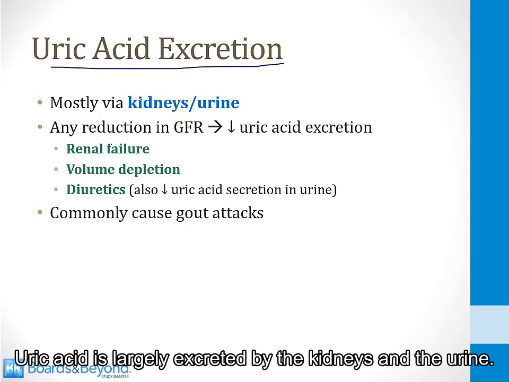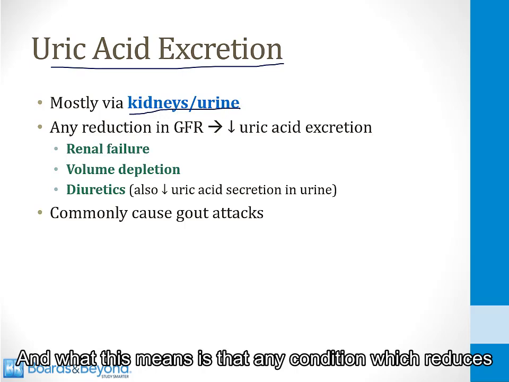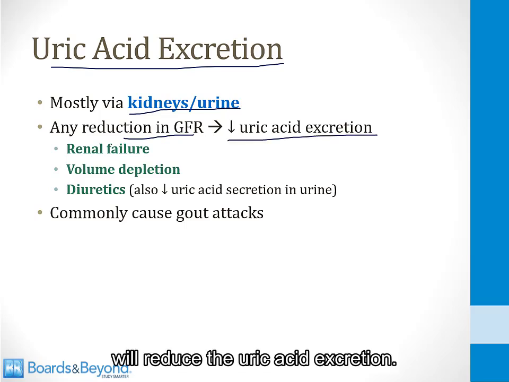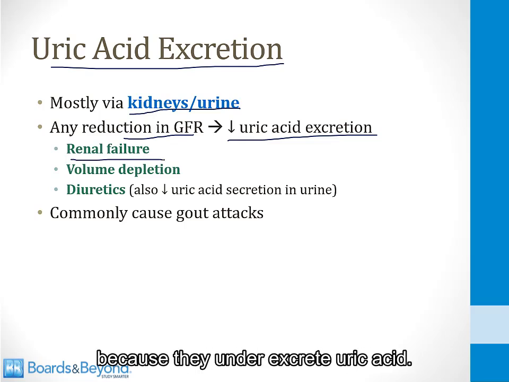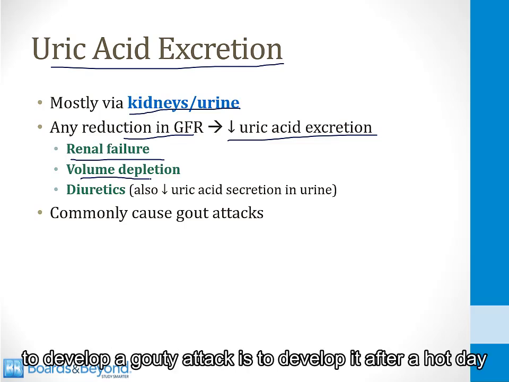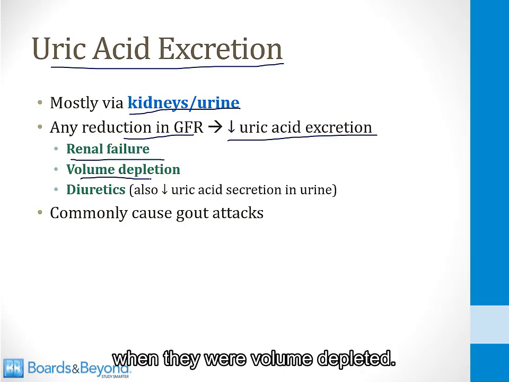Uric acid is largely excreted by the kidneys in the urine, and what this means is that any condition which reduces the glomerular filtration rate will reduce the uric acid excretion. This can lead to hyperuricemia and therefore can lead to gout. So patients who have renal failure are more likely to develop gout because they under-excrete uric acid. Patients who are volume depleted are more likely to develop gout, and a classic scenario for a patient to develop a gouty attack is to develop it after a hot day when they were volume depleted.